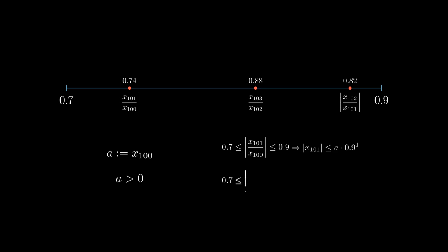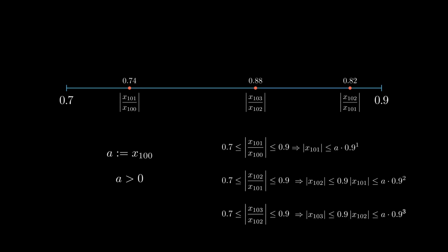What about the 102nd term? Well, it can't be bigger than 0.9 times its previous term, because again, we have a cap of 0.9 on the ratio of successive terms. So x sub 102 is at most a times 0.9 squared in absolute value. And the 103rd term is at most a times 0.9 cubed in absolute value.